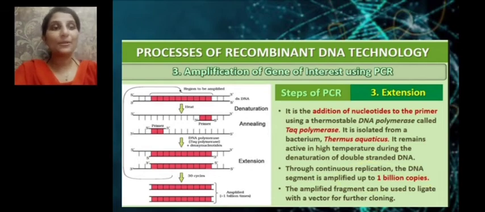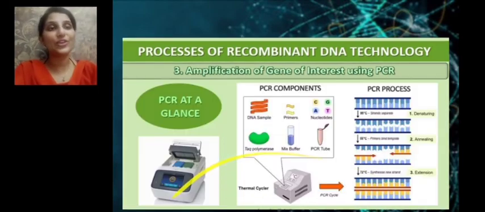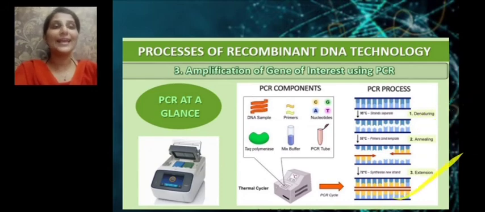These amplified fragments can be ligated with the vector to form a cloning vector or a recombinant DNA, which helps in the process of cloning. So that is about PCR, or polymerase chain reaction. Polymerase chain reaction helps to multiply the gene of interest in vitro. Millions of copies of the gene of interest are produced. So the three steps are denaturation, annealing, and extension.